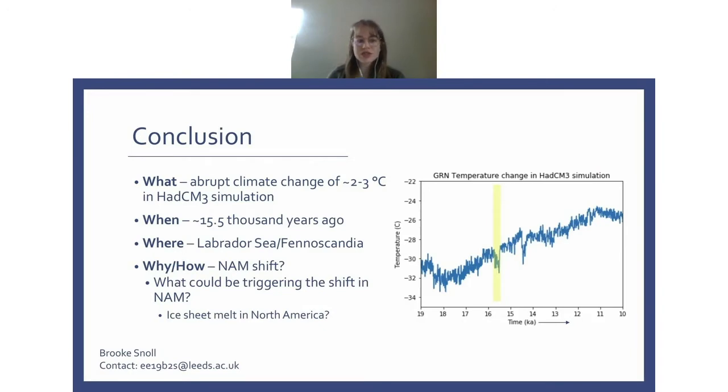So just to wrap it up, I've been looking at both of these abrupt climate changes of about 2 to 3 degrees in the model simulations. Just to bring it back to the second event, seeing very similar changes for that event as well, the northern annular mode change, and thinking that it could be triggered by ice sheet melt in North America around this time.